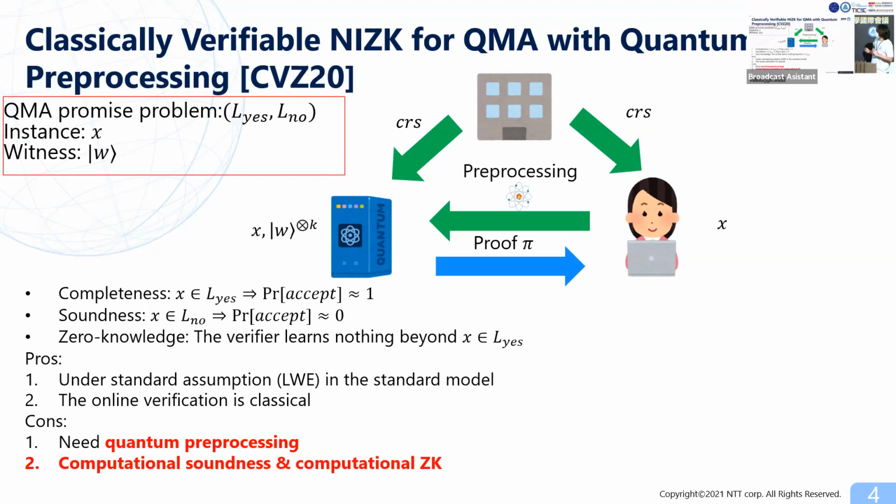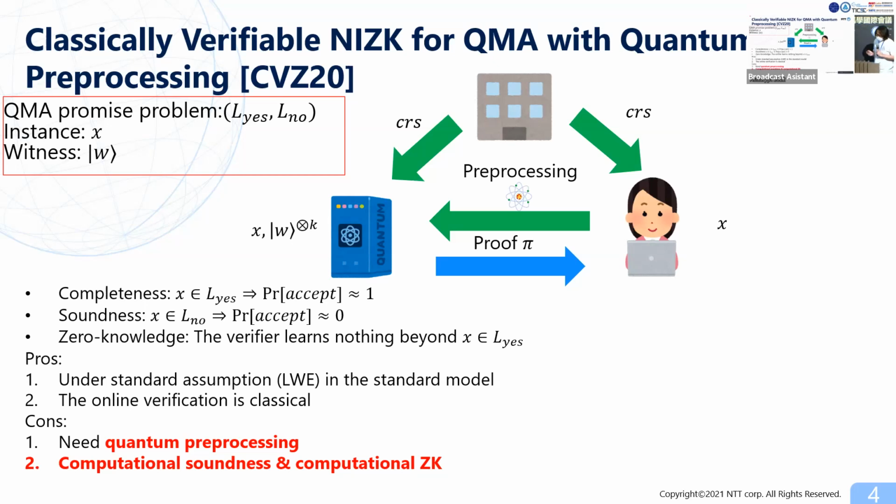Let me review another existing work of classically verifiable NIZK for QMA, which is by Bartusek et al. In their work, they consider a different kind of setup model. Namely, we consider a setup algorithm that publishes a common reference string to both prover and verifier. In addition to that, the verifier has to send some quantum information to the prover as preprocessing. After this setup, the prover can non-interactively generate a classical proof.